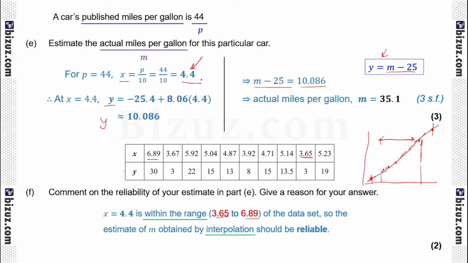Now, is our value of x, which we used to find this estimate, within this range? Well, yes, 4.4 is indeed within this range. So we are interpolating, we are not extrapolating, and thus our estimate is reliable. Our estimate for m is reliable.